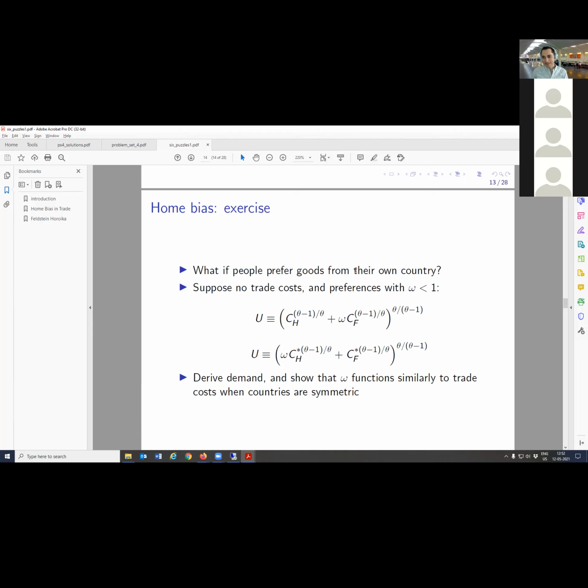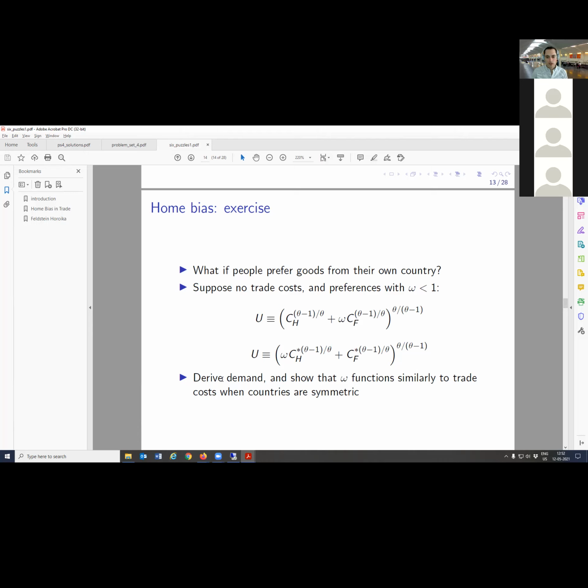So it says, what if people prefer the goods that are produced in their own country, or their own endowment good in terms of the language of the problem? We're going to suppose that there are no trade costs and we have preferences where omega is less than 1. This says that the home country prefers the home good. All else equal, if the prices are exactly the same, then the home country is still going to consume more of good H rather than good F, simply because they prefer it. They have a weight less than 1 on the foreign good.